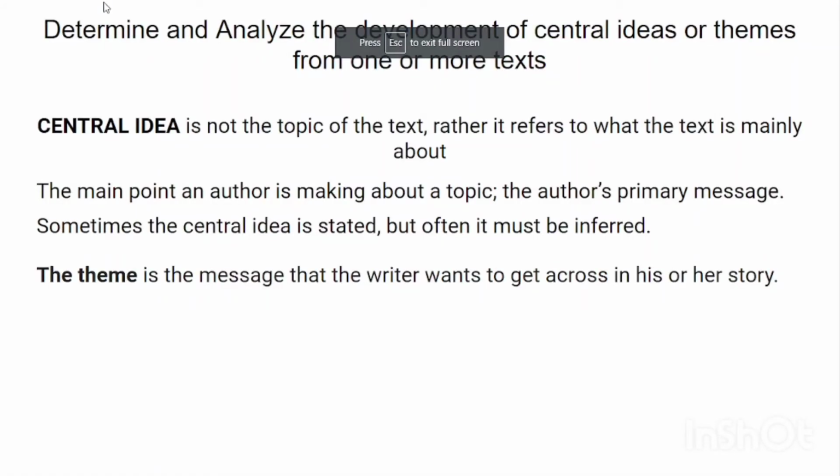Next, we're going to determine and analyze the development of central ideas or themes from one or more texts. So right here we're talking about central ideas and themes. The central idea is not the topic of the text, rather it is what the text is mainly about. It is the main point an author is making about a topic, the author's primary message. Sometimes the central idea is stated, but often it must be inferred. Whereas the theme is the message that the writer wants to get across in his or her story.